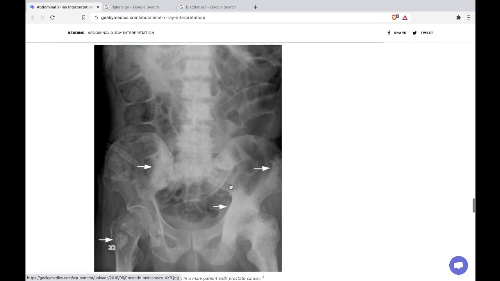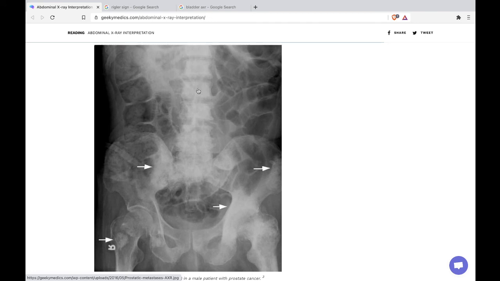And you want to look at other organs. You can't really see the liver very well here. Can't see the spleen. Can't see the psoas muscles as well. Kidneys can't be seen here. Bladder can't be seen very well. Okay, then the second B is bones.